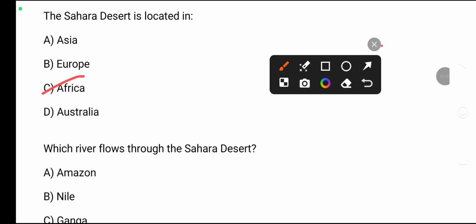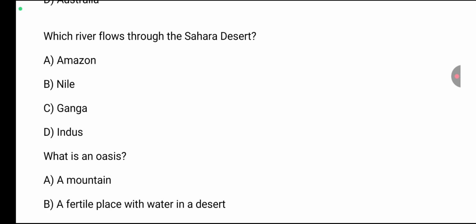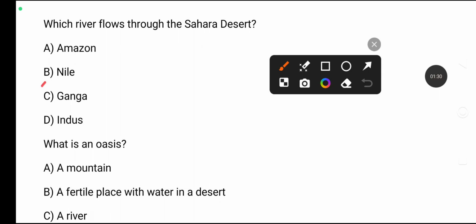Now moving on to another question. Question number 3: which river flows through the Sahara Desert? Amazon, Nile, Ganga, Indus. It will be the Nile river.